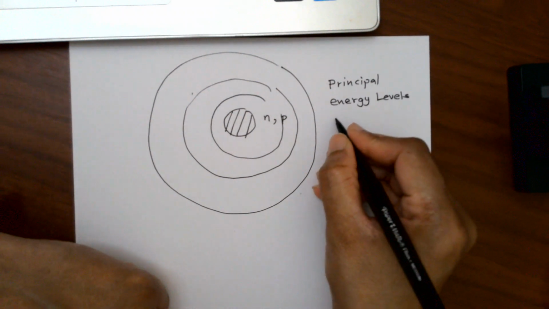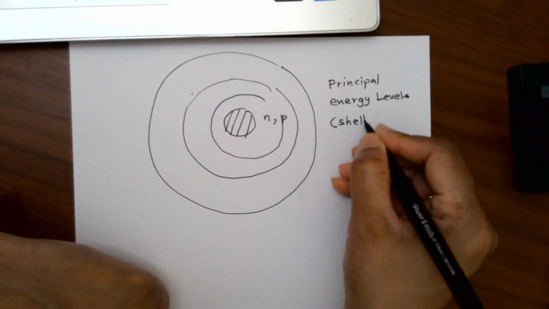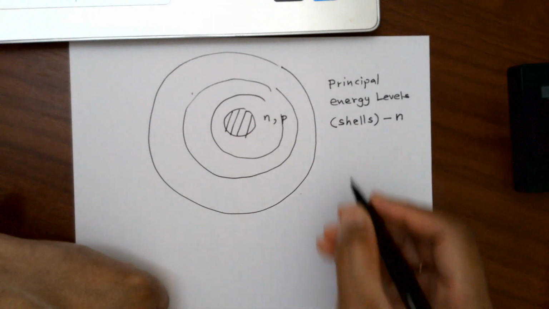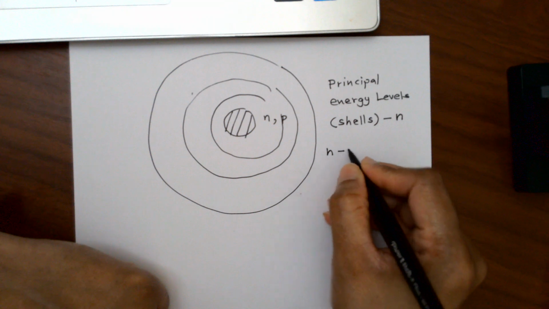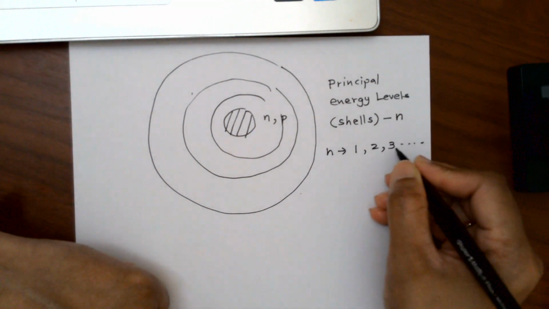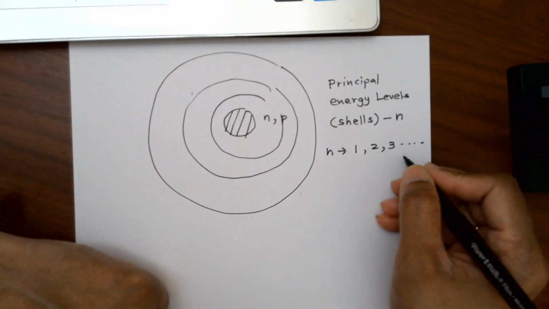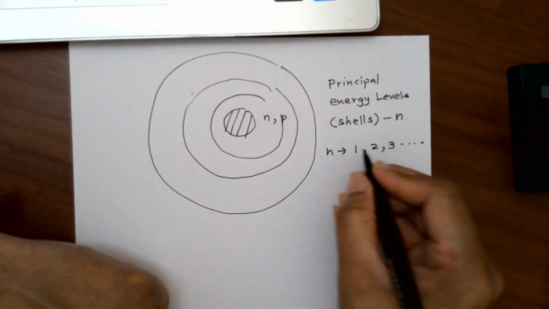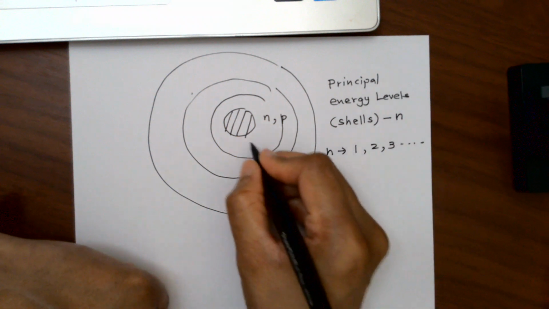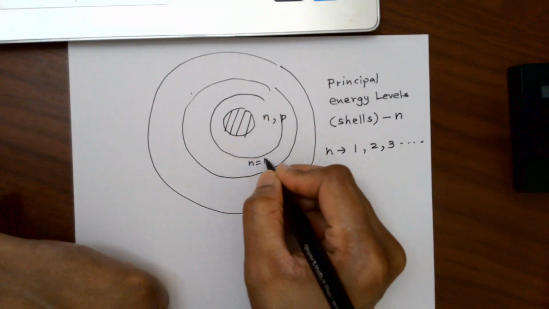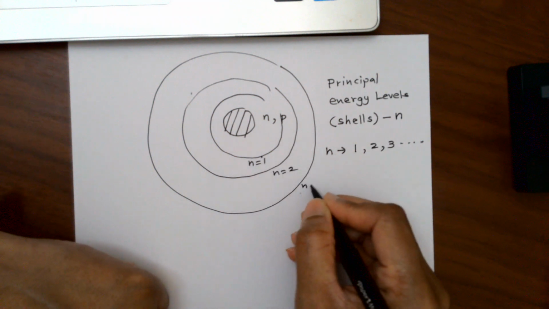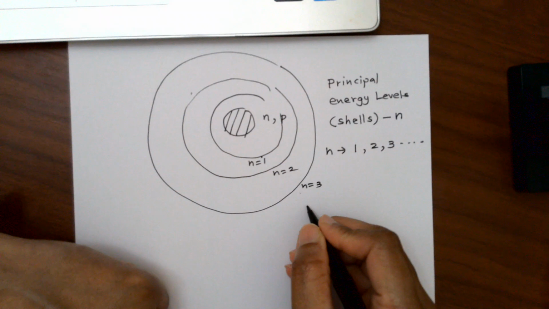Another name is shells. The symbol for the shell is lowercase n. This shell can be 1, 2, 3, any positive whole number. n equals 1 is the lowest possible level, that is the energy level closest to the nucleus. n equals 1, and then n equals 2, and then n equals 3, and so on.